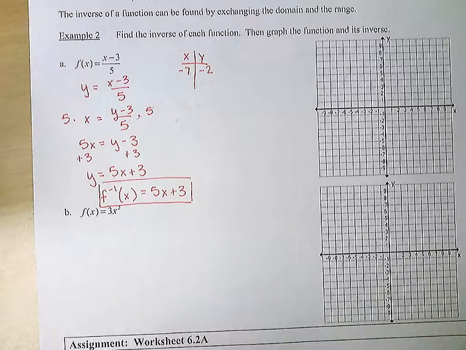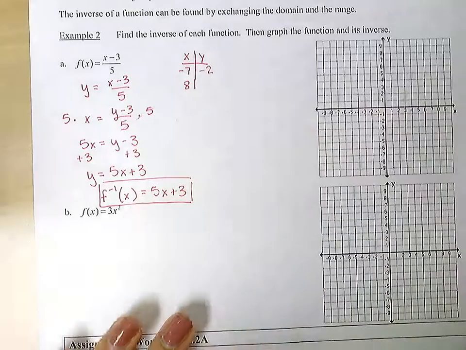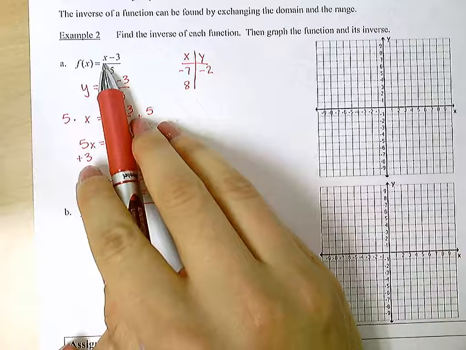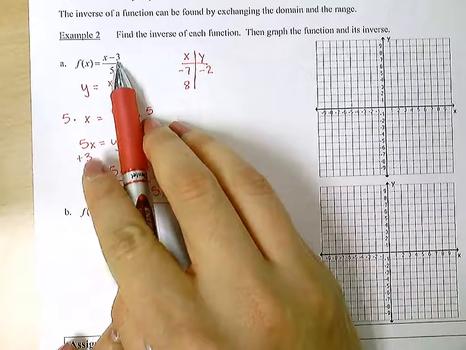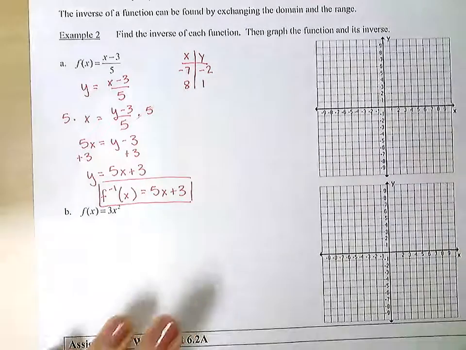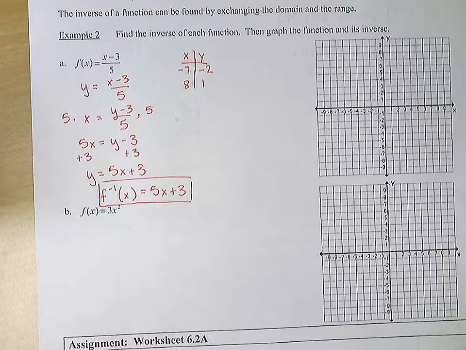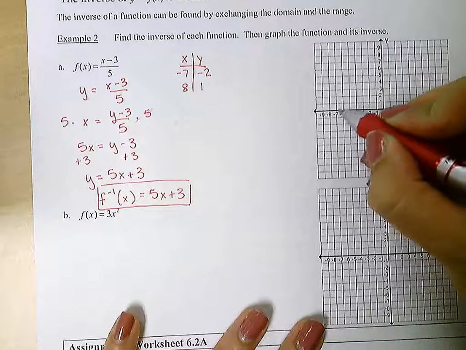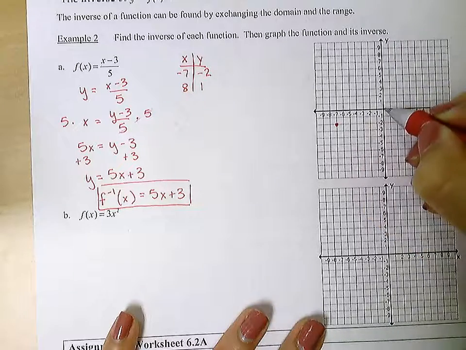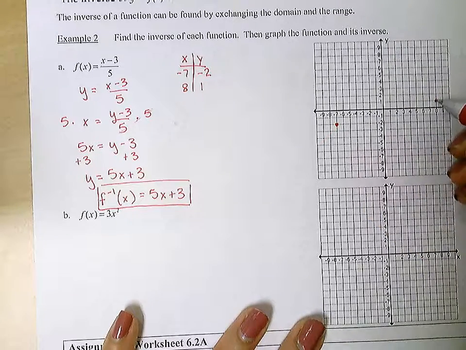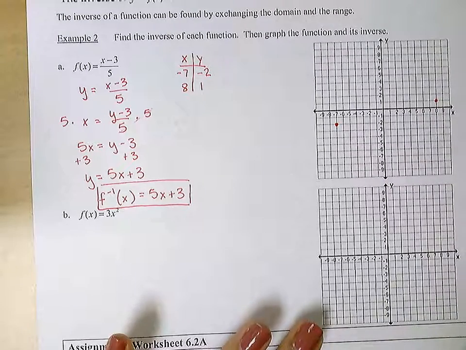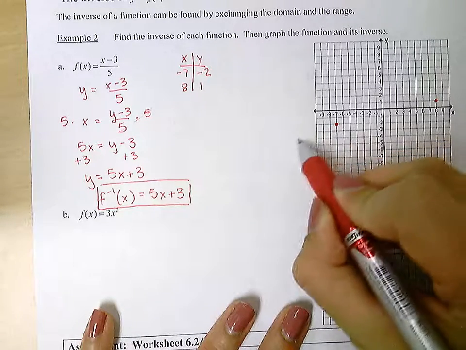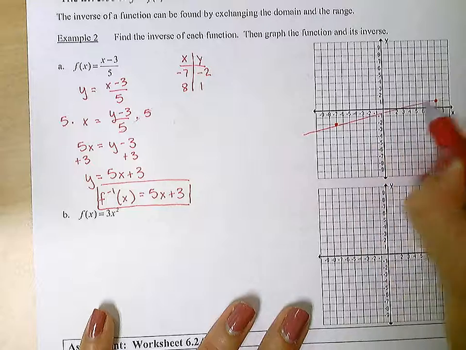Another number that works nicely would be 8. So if I plug in 8 for x, 8 minus 3 is 5. 5 over 5 is what? 1. So you can just plug in these points to find 2 points on your line. From there I can plot those. So I have -7, -2, and 8, 1. I know your line's not going to be perfect here because I didn't give you a ruler, but here's my line.